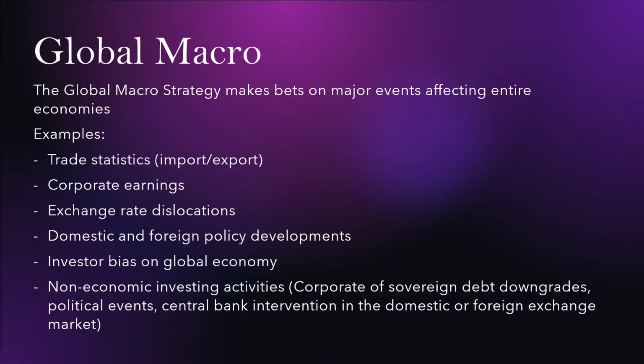Now, the next strategy is the global macro strategy. This strategy makes bets on major events affecting the entire economy. So it's that macro type strategy. Some examples of things that might affect the entire economy include trade statistics, corporate earnings, exchange rates, domestic and foreign policy developments. All these things will affect the entire economy, and you can bet on those.